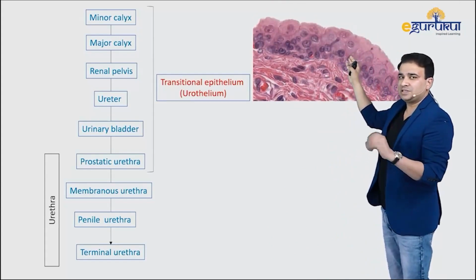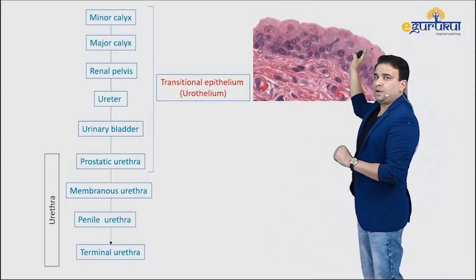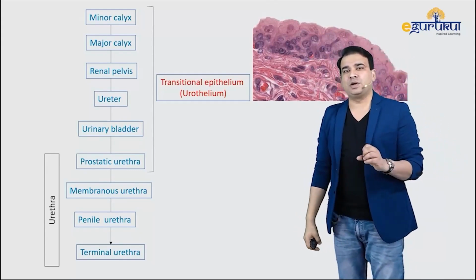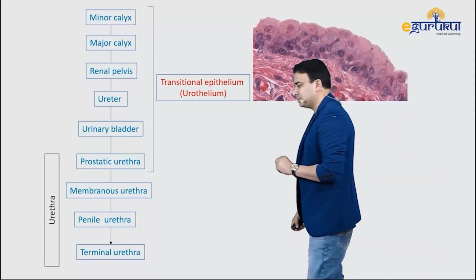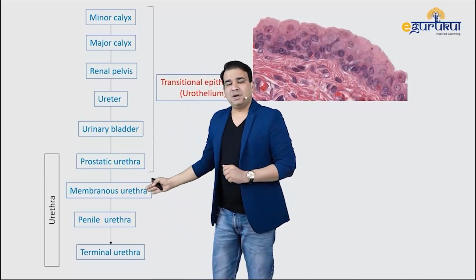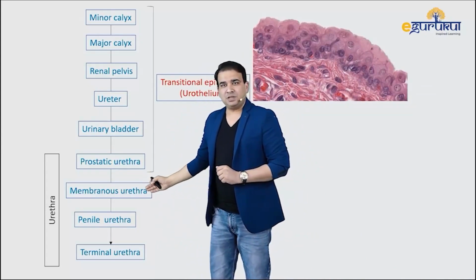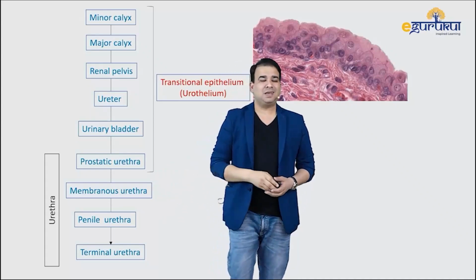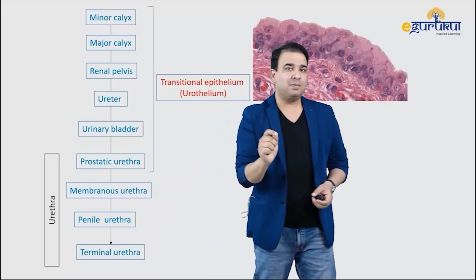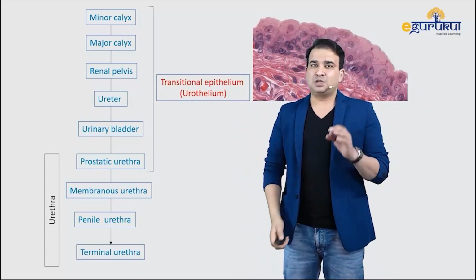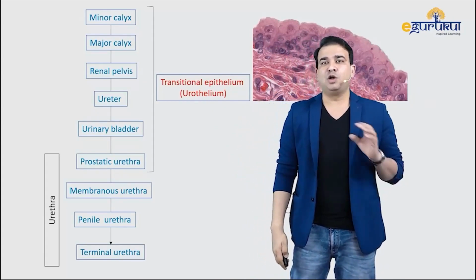We already discussed the transitional epithelium, which has the top layer made up of umbrella shaped or dome shaped cells, which may be binucleated at some places. Then starting from the membranous urethra and the penile urethra, the lining epithelium is more indicative of the lining epithelium of the genital tract. And that lining epithelium is pseudostratified ciliated columnar epithelium.